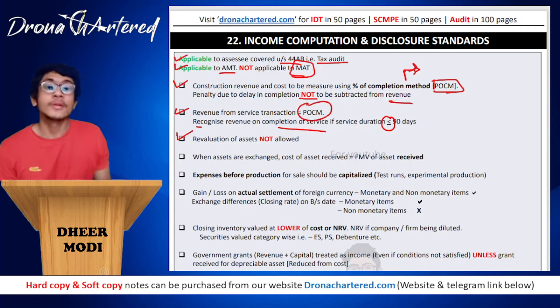Next is revaluation of assets is not allowed under income tax. Revaluation of assets is not allowed. You can do that in your books, but not under income tax.